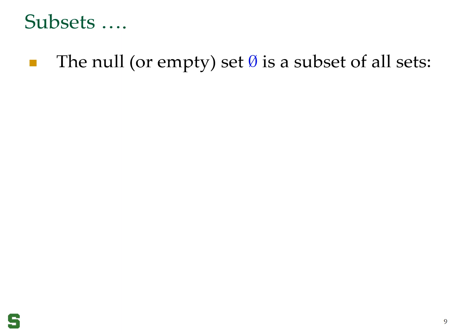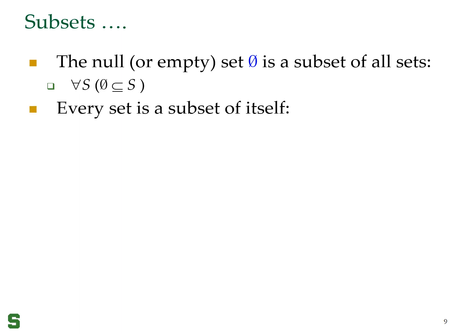By definition, the null set is a subset of all sets. So for any set S, phi is a subset of S. Every set is a subset of itself. That means for all S, S is a subset of S.